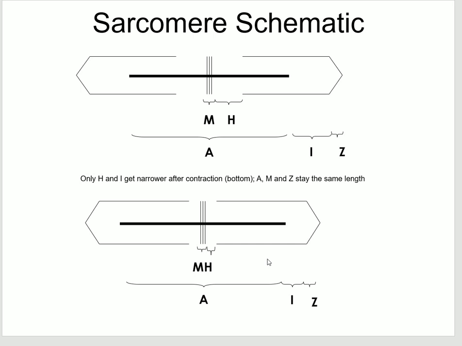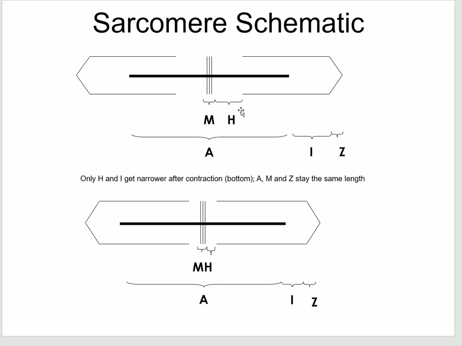So the H and the I get more narrow during contraction, but nothing changes with the length of the filament. All that happens is that space gets closer, everything gets closer together, but the length of the actual filaments does not change. Okay, so the length of the proteins doesn't change, they simply move closer together. The gaps disappear during contraction.